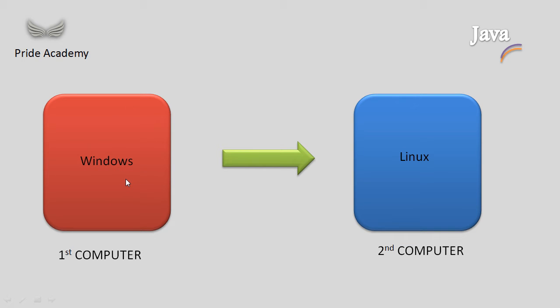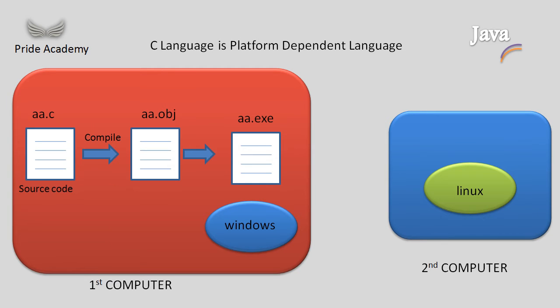As I explained, an application created on the first computer which has the Windows operating system, when taken to the second computer which has the Linux operating system, is not going to work. It's not going to give the output. Now let us understand in a deeper way how a program written in C language executes, what steps it goes through, and what its architecture is.